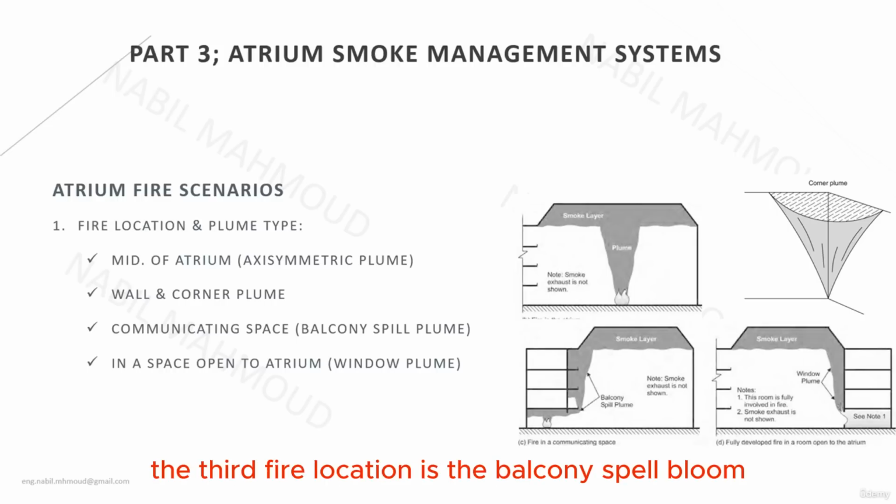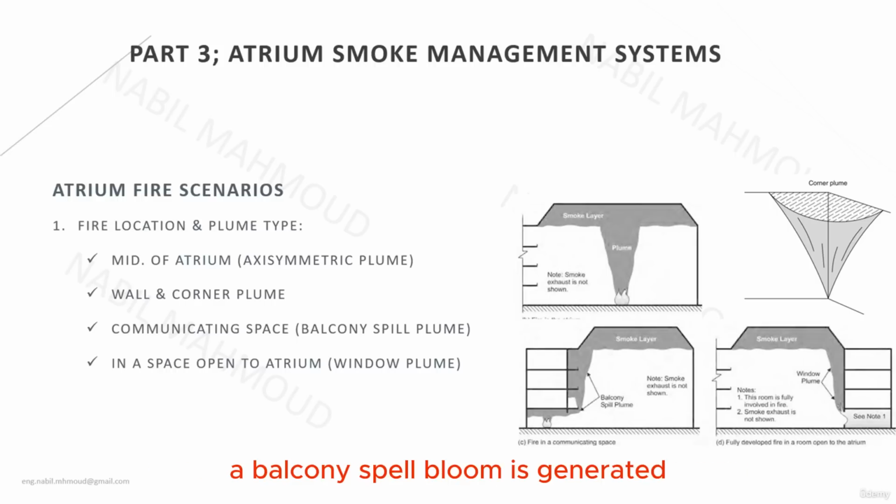The third fire location is the balcony spill bloom. A balcony spill bloom is generated in cases where the smoke reaches an intermediate obstruction, such as a balcony, travels horizontally under the obstruction, and then turns and rises vertically upward to the void of the atrium enclosure. In these scenarios, smoke rises above a fire, reaches a ceiling, a balcony, or any other significant horizontal projection. After this, it starts to travel horizontally towards the edge of the balcony.